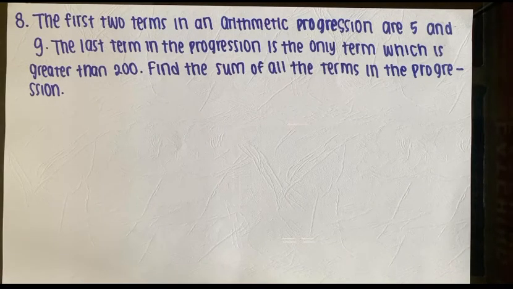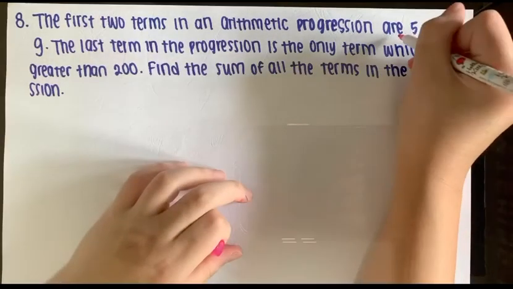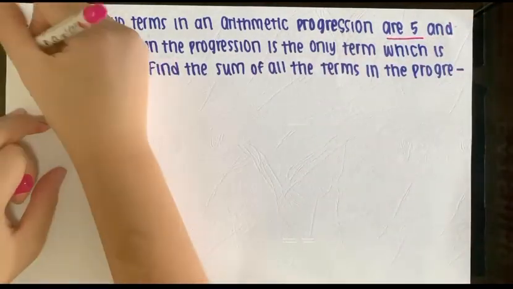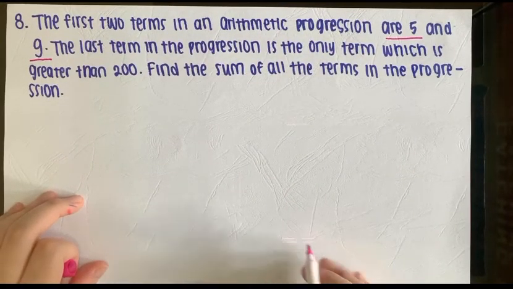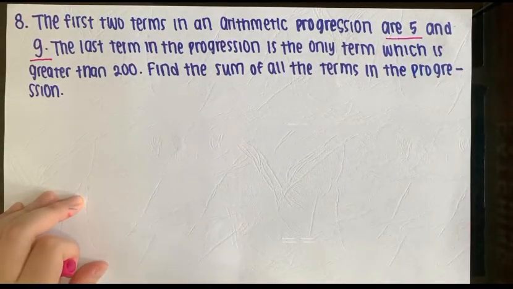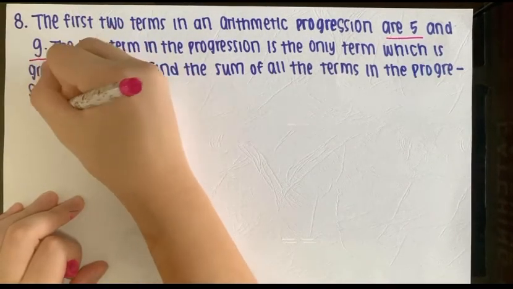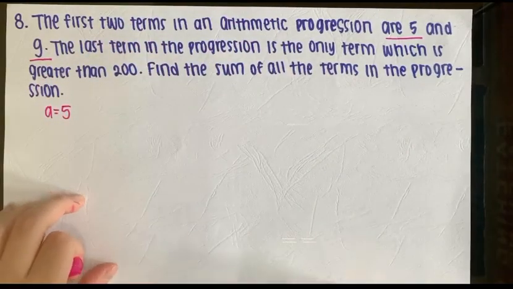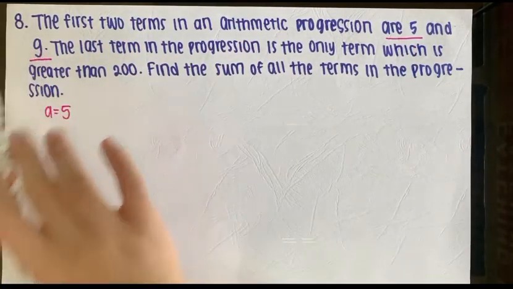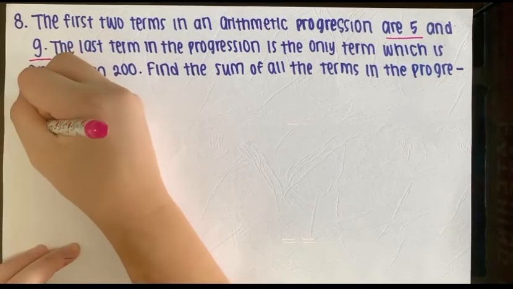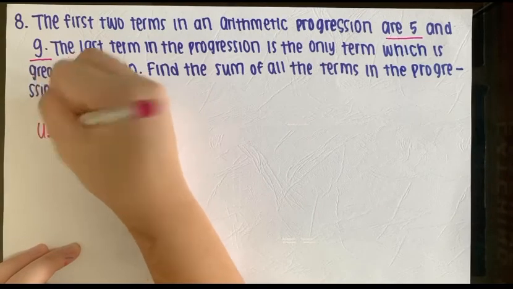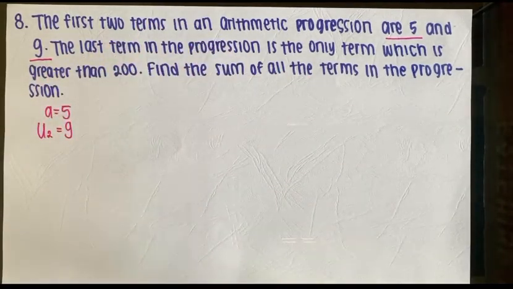First, let us write down what we already know. In the problem, it says that the first two terms in the arithmetic progression are 5 and 9. By that, we know that the first term of the progression is 5, or we can call it a. a is equal to 5. The second term is 9. Let us call that term 2.